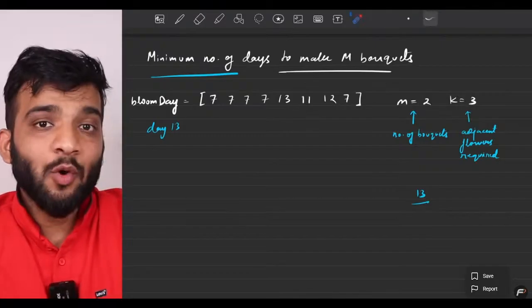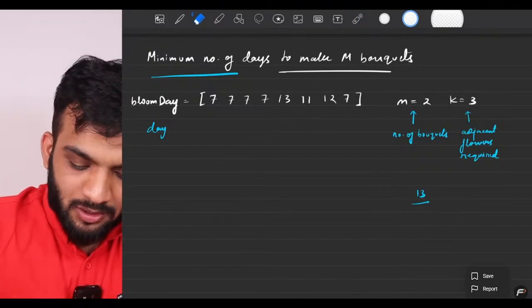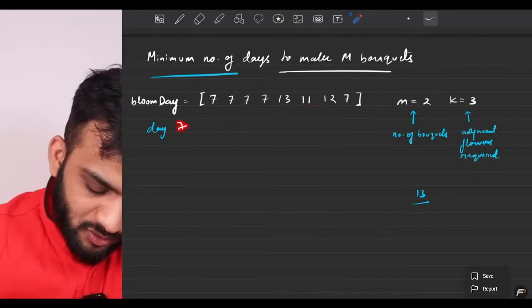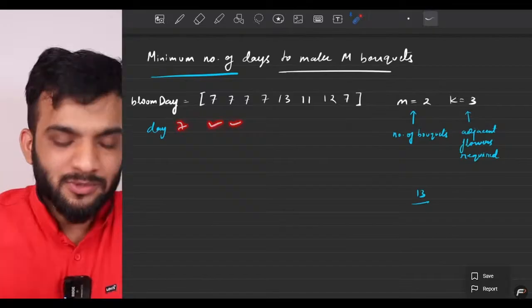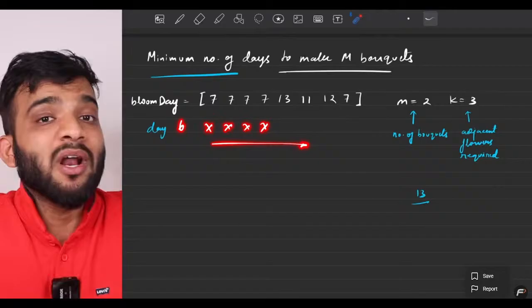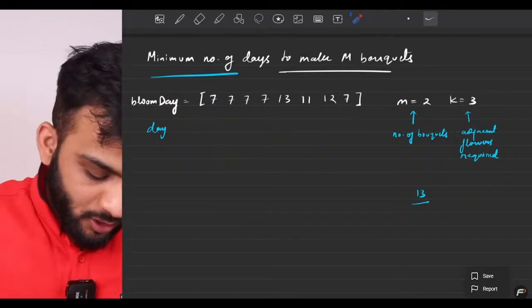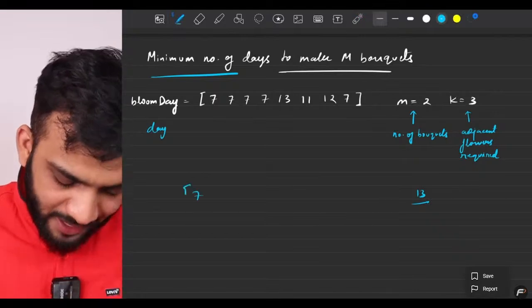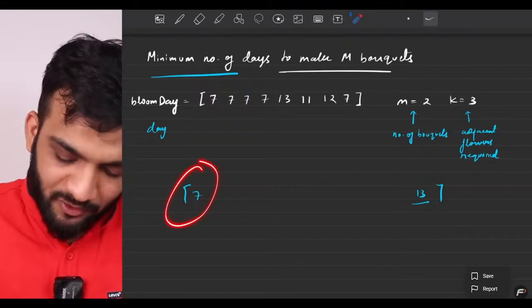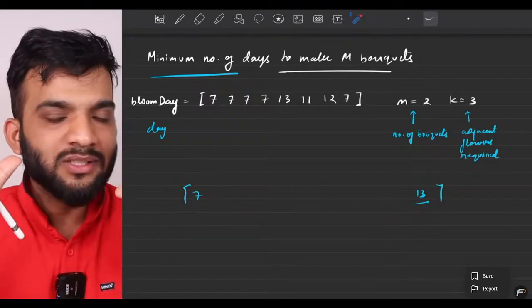But ideally, what can you do? You'll be like, maybe take the minimal possibility, because in order to bloom at least 1 flower, you need the day 7. Then only you'll bloom something. If you take day 6, nothing will be bloomed, and you cannot even form 1 bouquet. So in order to at least bloom 1 flower, you need the minimum day, which is 7. So I know one thing for sure, that my answer will always lie between 7 and 13. Again, very easy thing to observe. You just need to observe these things.